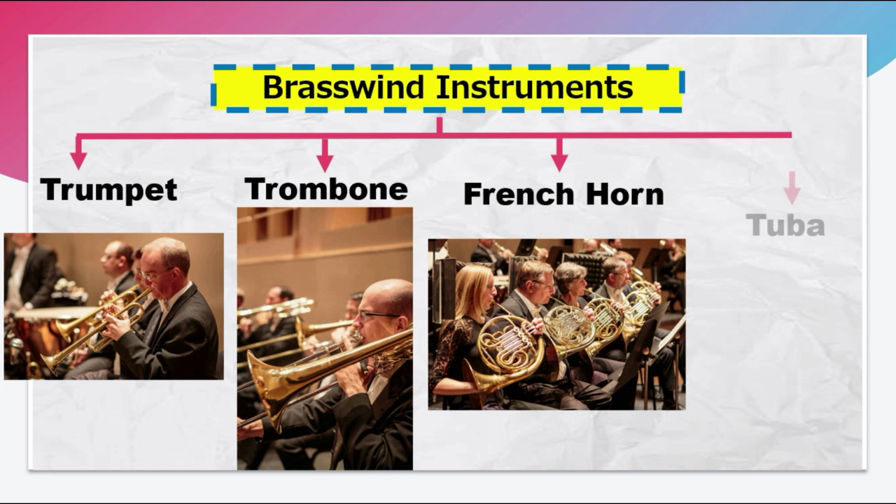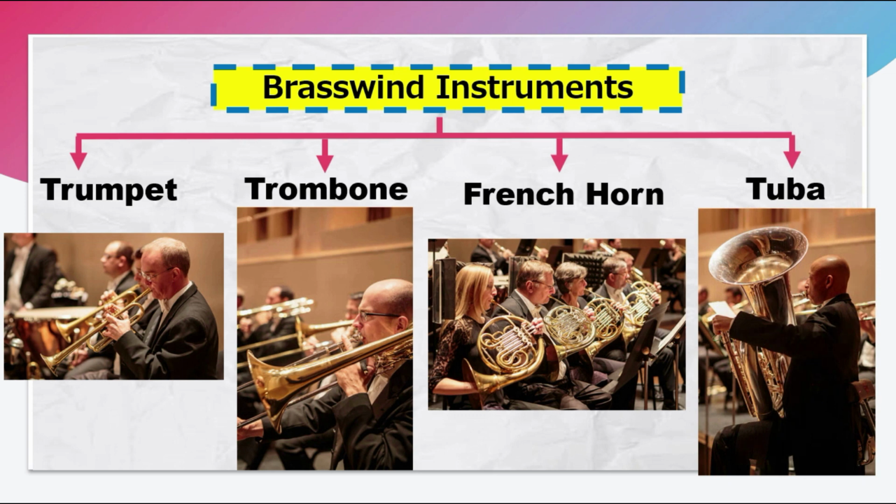And then for the last, we have what we call the tuba. The tuba is the largest and lowest pitched brass wind instrument. It produces a deep pitch sound. Let us hear the sound of the brass wind family.